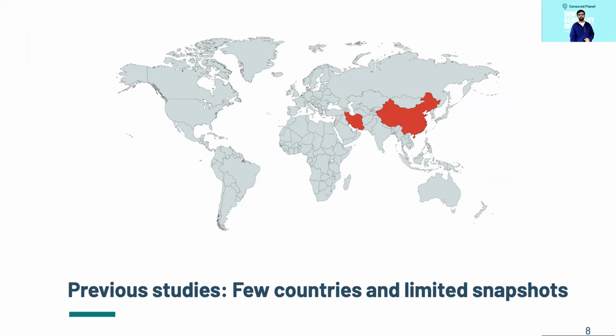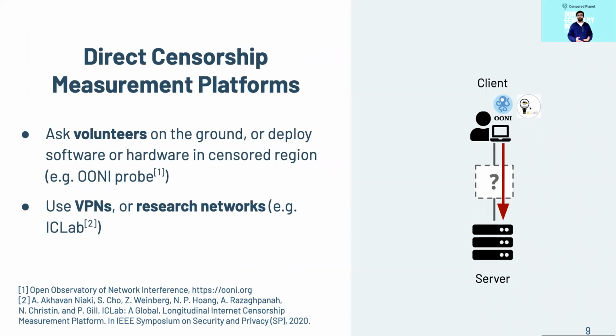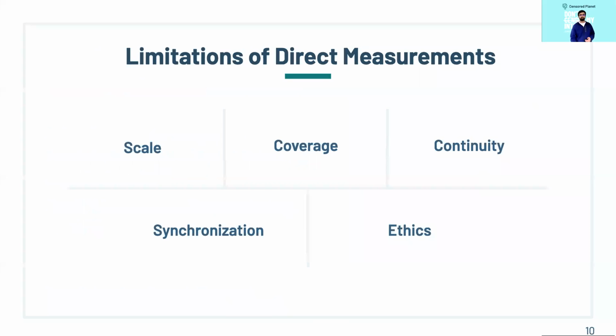Moreover, previous studies have only considered censorship at a single point in time, not accounting for longitudinal variance. The most common method previous studies have adopted to measure censorship is what we call direct measurement, where the researcher somehow gains access to a client in the country of interest to run reachability measurements. The client could be a volunteer running a particular software or an accessible machine like a VPN server.